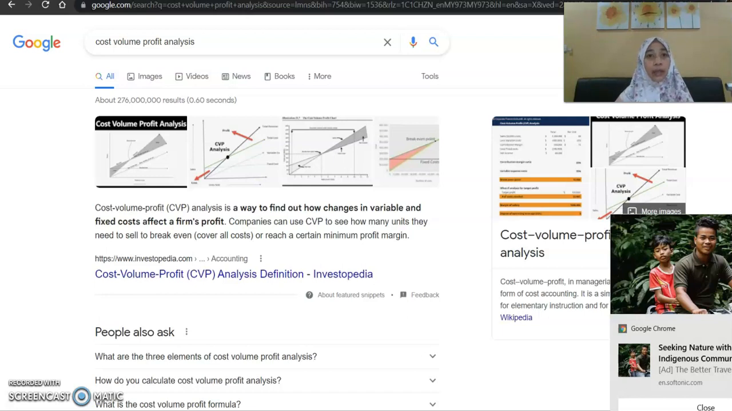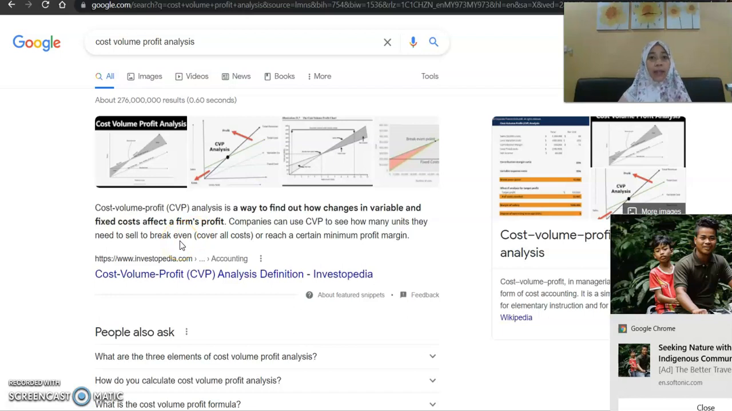and mixed cost. So CVP analysis is a way to find out how changes in variable and fixed cost affect your profit. You look into the relationship between your cost, your volume, which is the quantity, and the effect on the profit. If, let's say, you move into planning and I want to have a profit of 100,000, how many units of output do I need to produce and sell? Those are the things that you will learn under the CVP analysis.